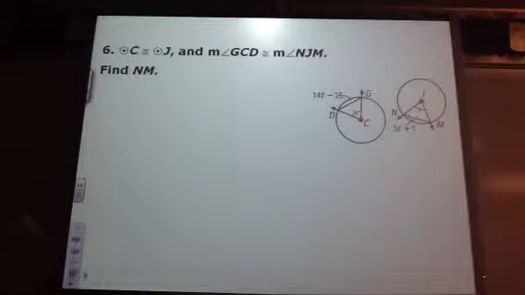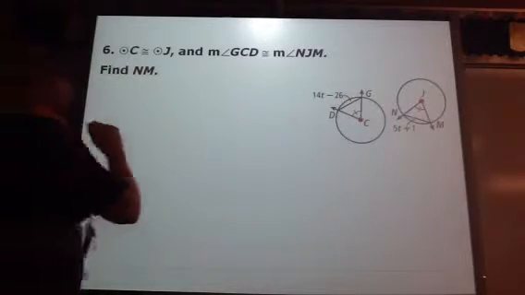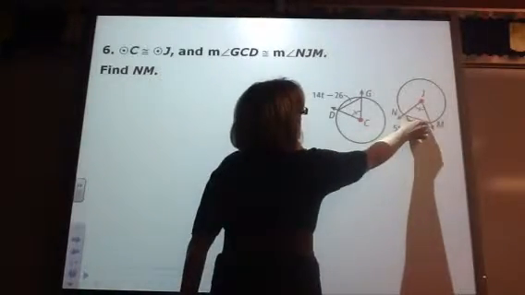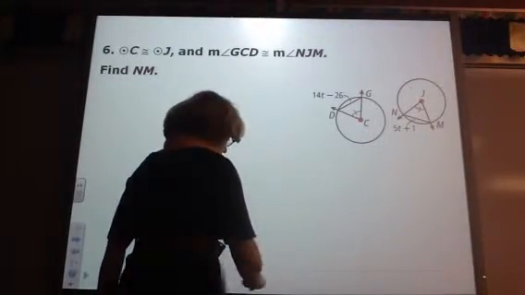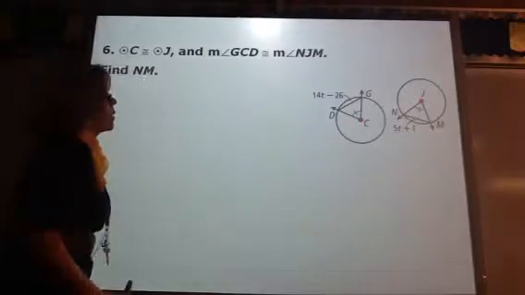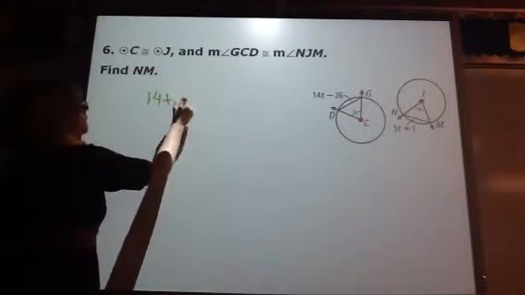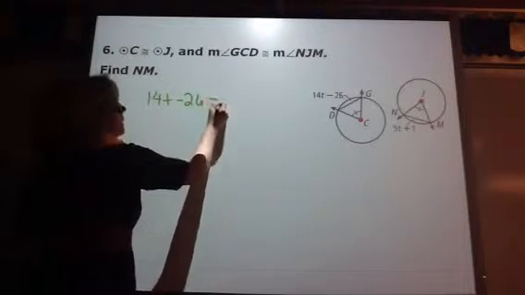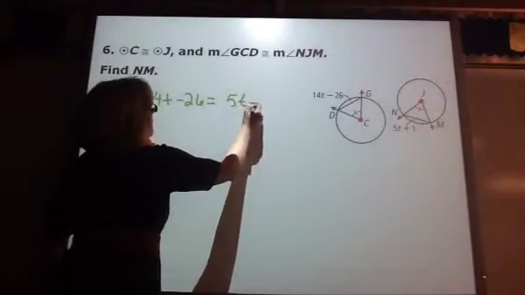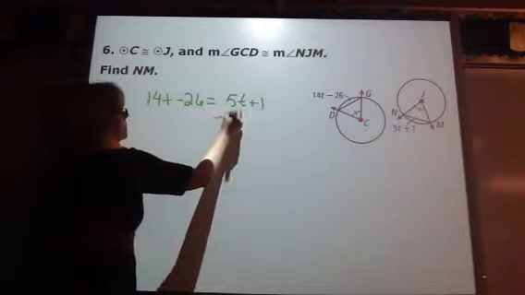Okay, this is telling us that the two circles are congruent and that your central angles there are congruent. So we need to find the chord NM, this chord right here. Well, because the central angles are congruent and your circles are congruent, then those chords are congruent. So we can set them equal to each other. Solve for T.